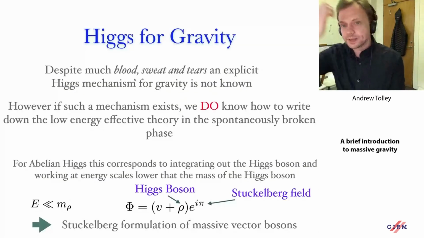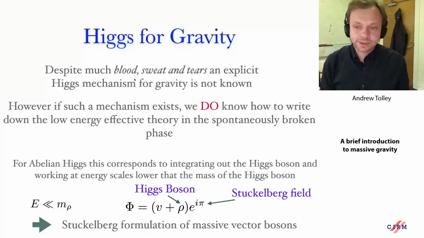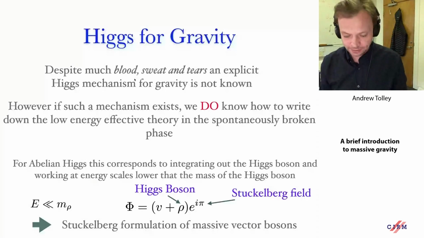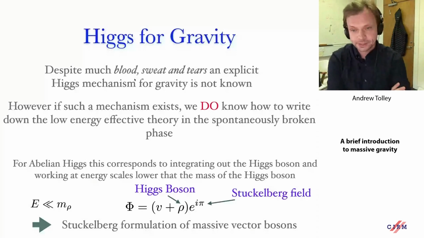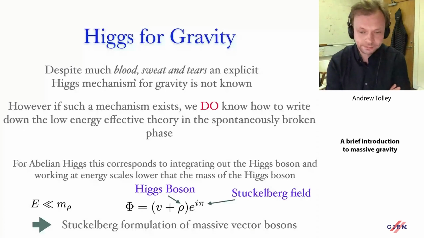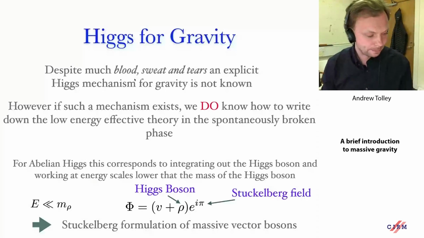So when we do a Higgs for gravity, unfortunately, we don't have a Higgs mechanism. So I should say, we don't know a Higgs formulation for gravity. There have been some claims of having constructed one, but in reality, there isn't one for Lorentz invariant massive gravity. You can do it for Lorentz violating massive gravity, but not for Lorentz invariant massive gravity. But we do have a so-called Stuckelberg formalism, which is what describes the low energy effective theory in which you integrate out the bosons.